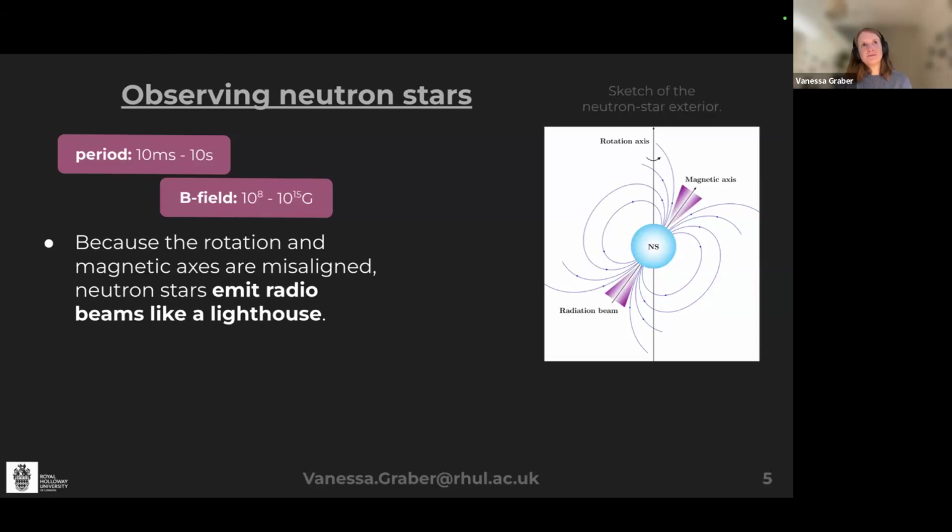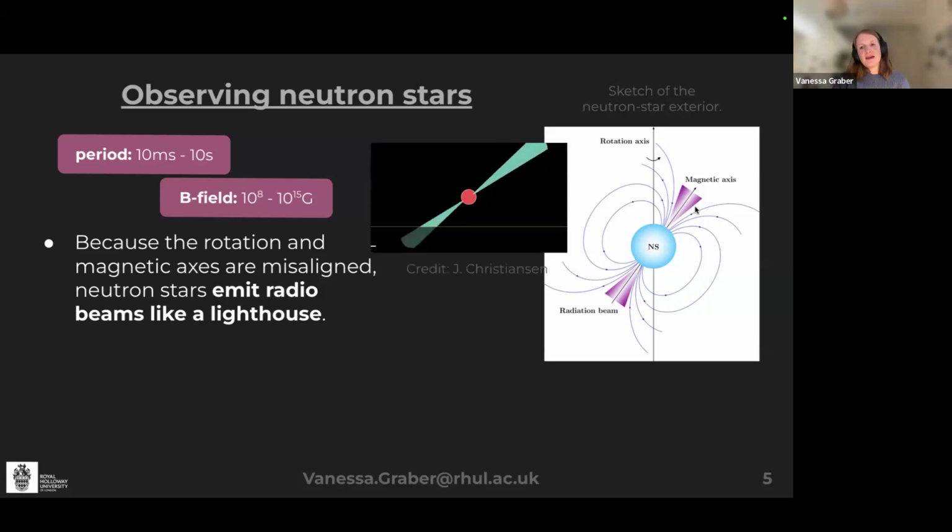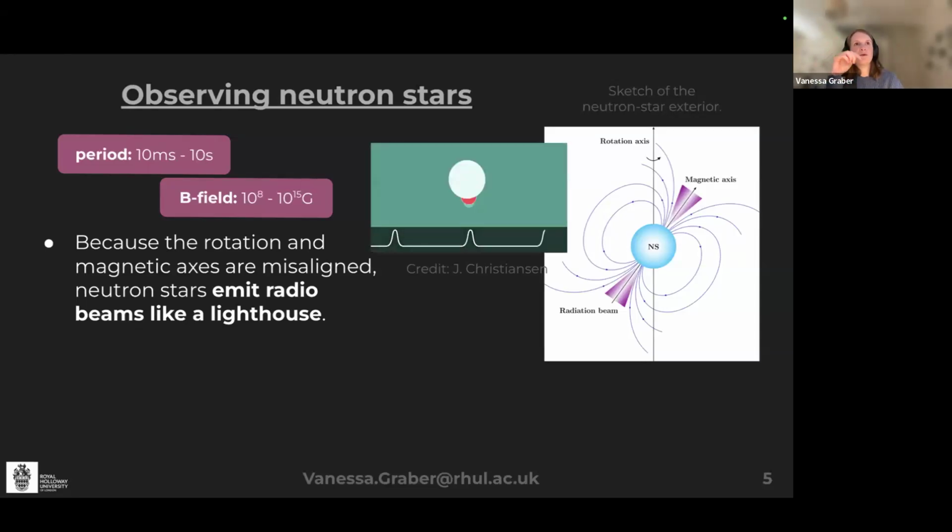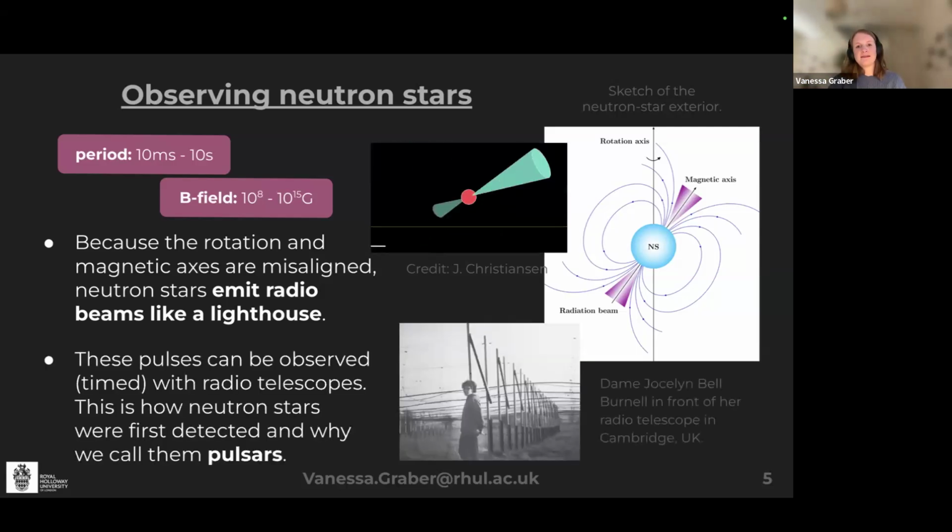And because of this behavior, particles in the magnetosphere are strongly accelerated and produce photons, which we then can observe as this radiation beam that's illustrated here as this purple structure. And because this radiation beam rotates around the actual rotation axis, we see this very much like a lighthouse-like emission from neutron stars in the radio. So every time this radiation beam sweeps over our radio telescope, we see this blip, as it's illustrated here in this GIF. So we can observe these pulses.